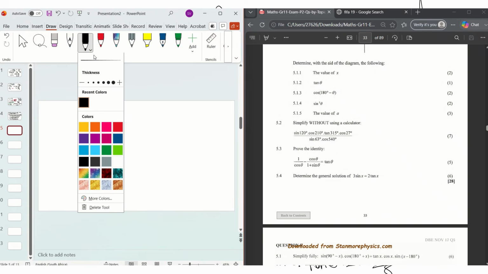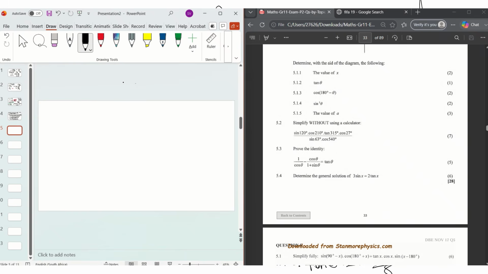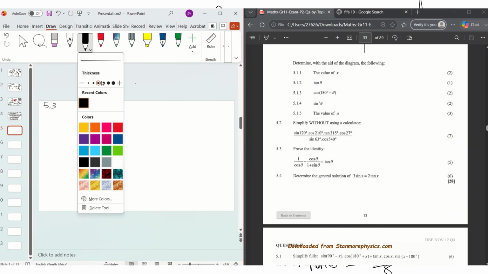Where do I increase the thickness here of my, oh, yeah. So now let's go to 5.3. So 5.3, again, just increase it a bit.